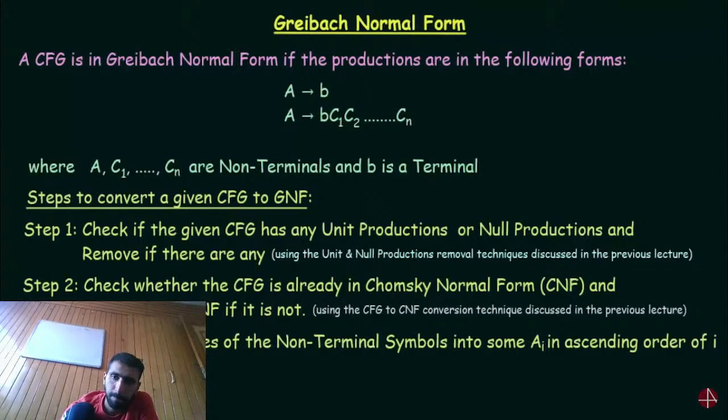So in step 2, we have to check whether the given CFG is already in Chomsky normal form, and if it is not, you have to convert it using the technique that we have discussed in the previous lecture. And then step 3 says, change the names of the non-terminal symbols into some A of I in ascending order of I. Now, what do we mean by this? We will see this using an example.